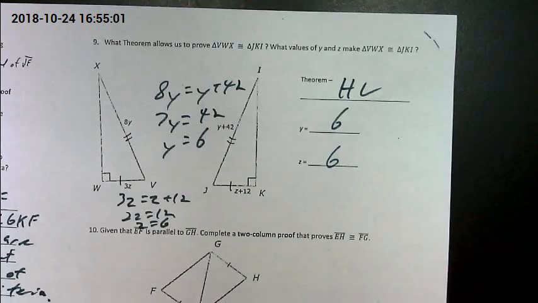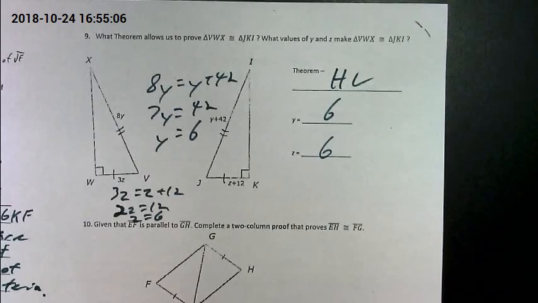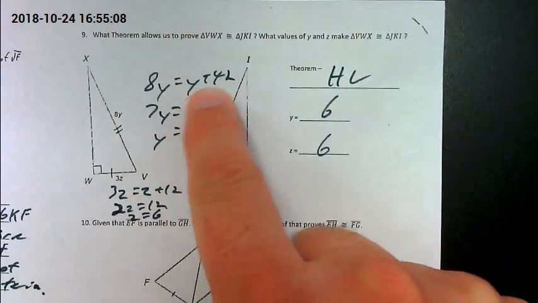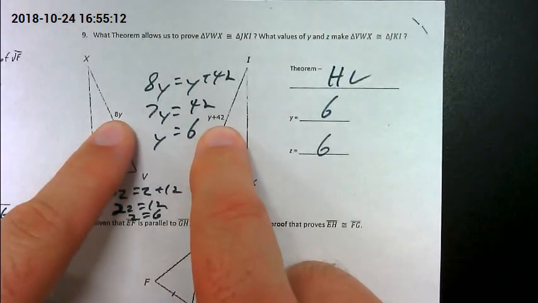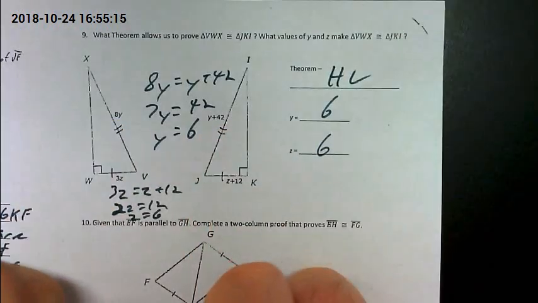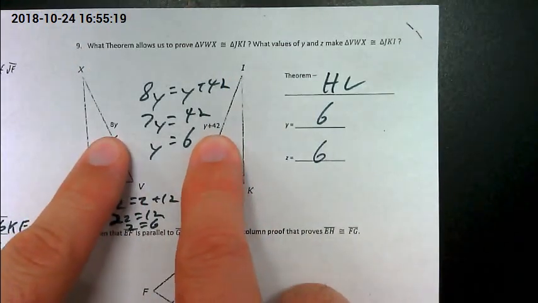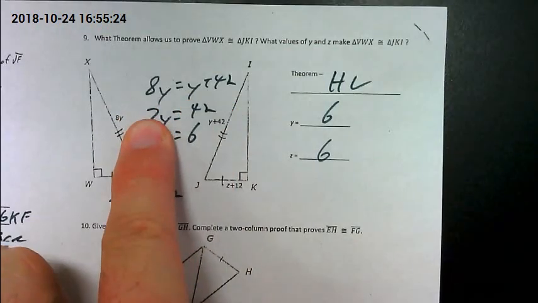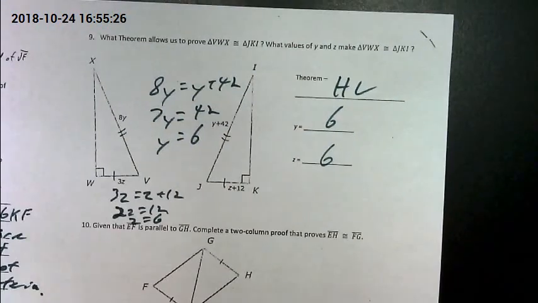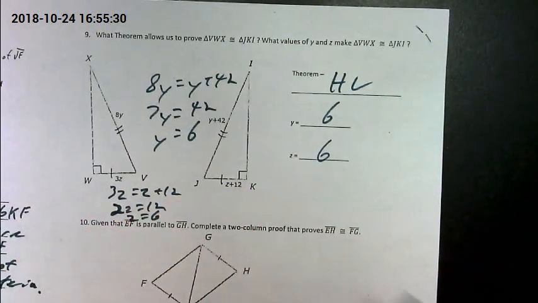Which one? Down here? 8y equals y plus 42. I just set these two equal, the two hypotenuses. They're marked as congruent, therefore their measures must be equal. So we set them equal, and then we solved. We subtracted the y, and then divided by 7, and got 6. On this one, same thing. Set those two equal, subtracted the z, divided by 2, and you also get 6.